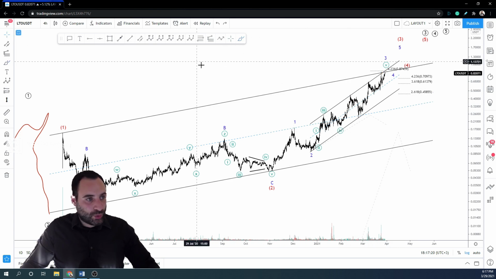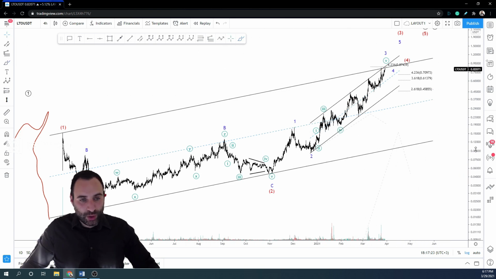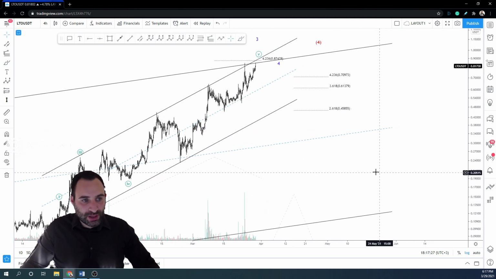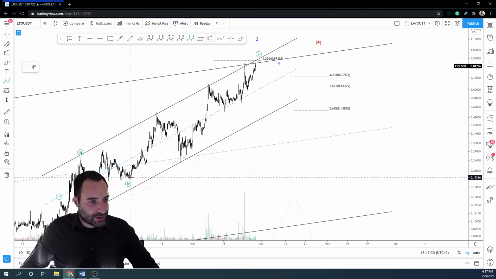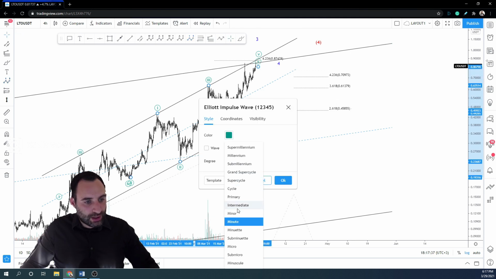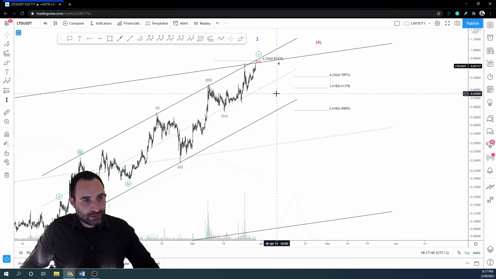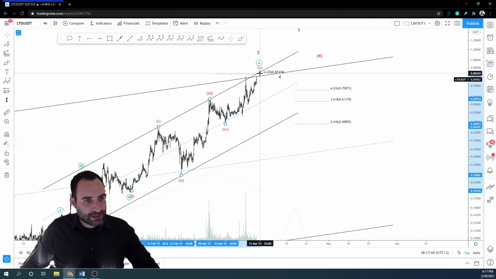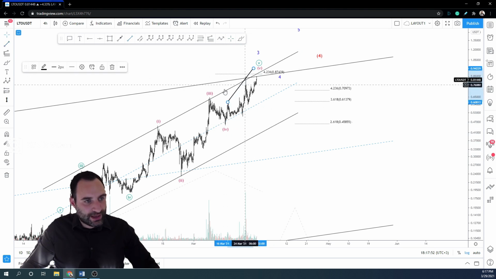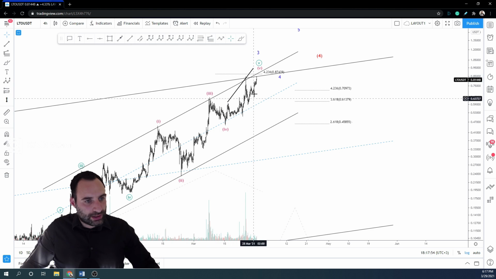But if you want, let's go a little bit closer, and I will show you something else as well. So we've got this internal structure over here: 1, 2, 3, 4, and 5. You might ask why we've got all these corrections over here. Well, there are two scenarios, guys. One is that this is the end, and this is some sort of ending diagonal.